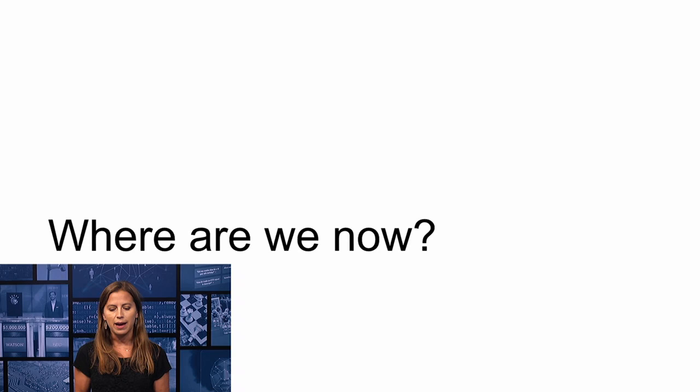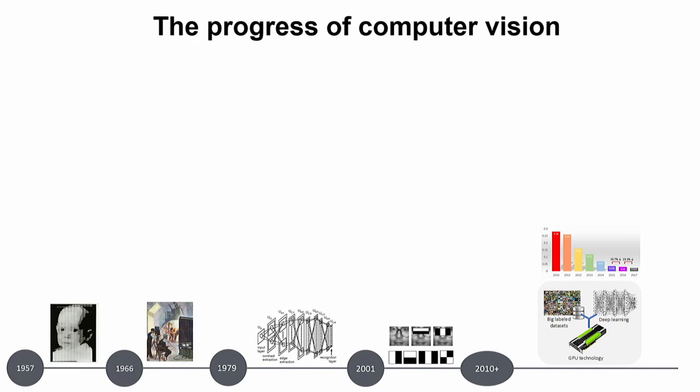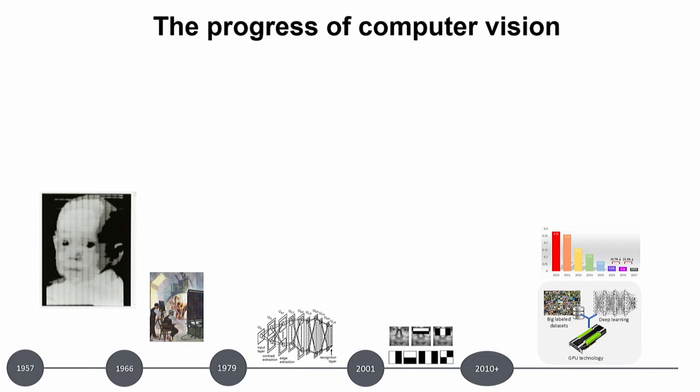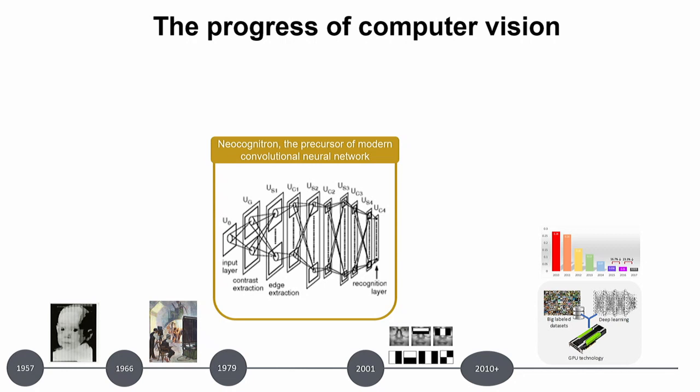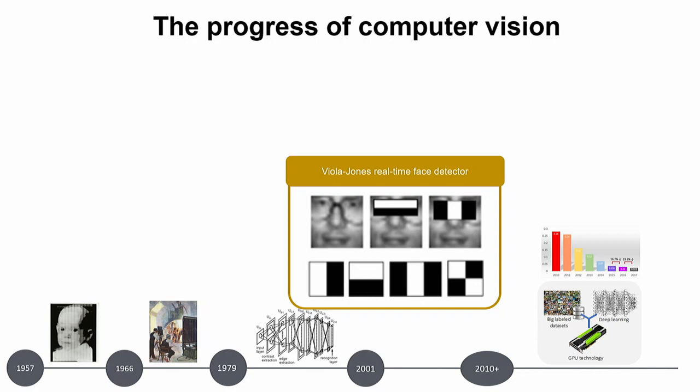Again, in this little chart going back to the 50s, you have this progression from when you could first get a digital image, to first attempts to connect a computer to a camera to describe what's there, to the 80s, where you had precursors of the modern convolutional neural networks, so deep neural networks with many layers that are looking at images to learn patterns within them or detect patterns within them. And again, a precursor of what a lot of models are doing today.